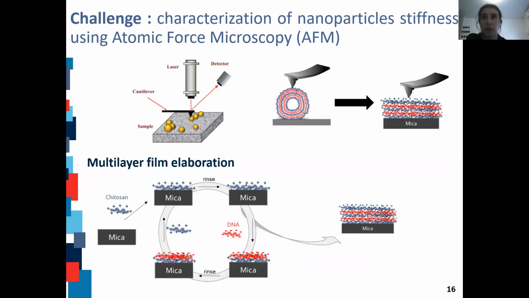Therefore, we decided to go first with a flat model, which is a multi-layer film of DNA and chitosan. For the elaboration of this film, it's exactly the same principle as for the particle. On the surface, chitosan and DNA are successively adsorbed in order to form a multi-layer film. And this film is then cross-linked in order to determine the stiffness of the different films according to the percentage of thiol that was incorporated.